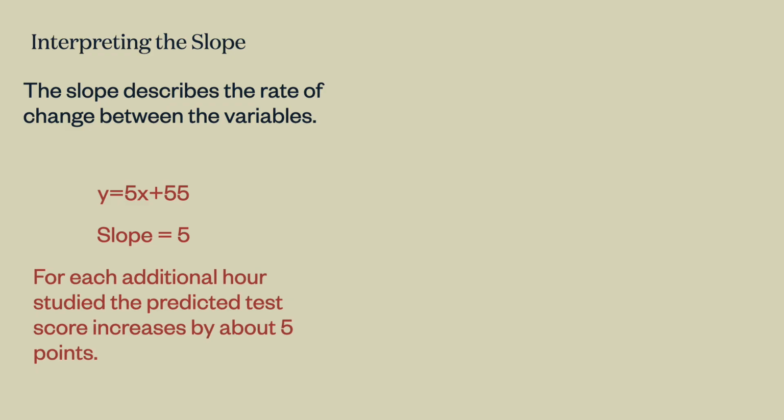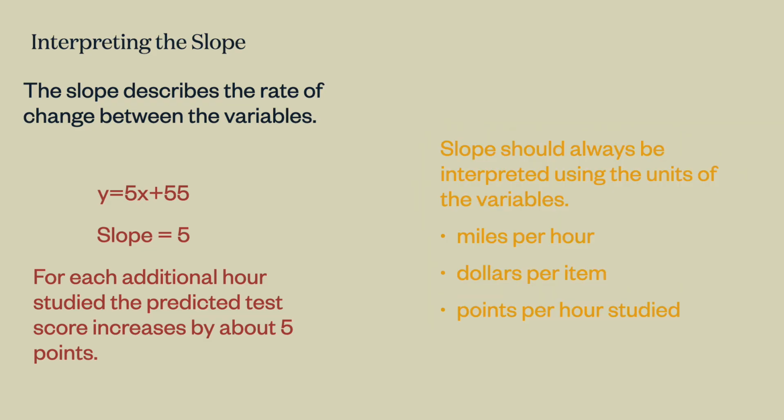It's important when we talk about slope that we always interpret it using the units of the variables. We don't ever want to just stop and say slope is 5. We always want to say 5 what? And usually whenever you're describing slope, you will use the word per. And here are some examples of units that we would use to describe slope. Things like miles per hour, dollars per item, points per hour studied. Slope usually has the word per in it because we are describing a rate of change between the variables.